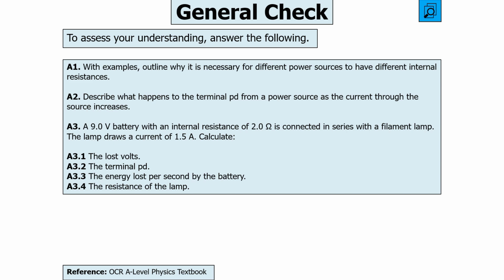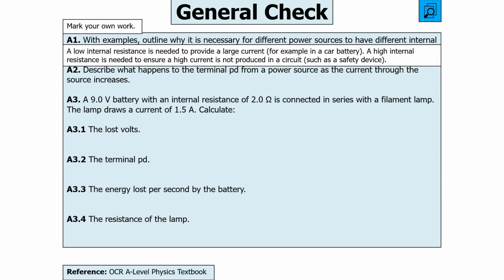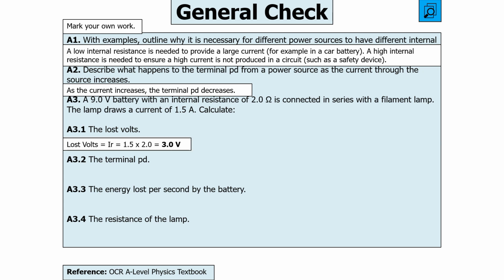So in this first one, a low internal resistance is needed to provide a large current in the circuit, for example in a car battery. A high internal resistance is needed to ensure a high current is not produced in the circuit, such as in a safety device. We know that as the current increases in a circuit, the terminal PD will decrease. We can work out loss volts as current times by internal resistance, so it's 3 volts. Terminal PD is the EMF minus the loss volts, so it's 9 minus 3, which is 6 volts.